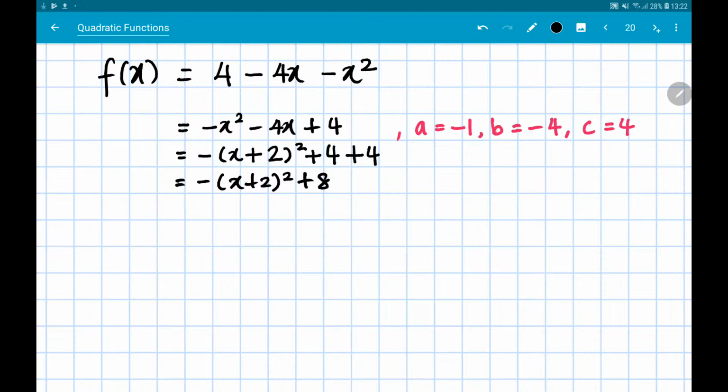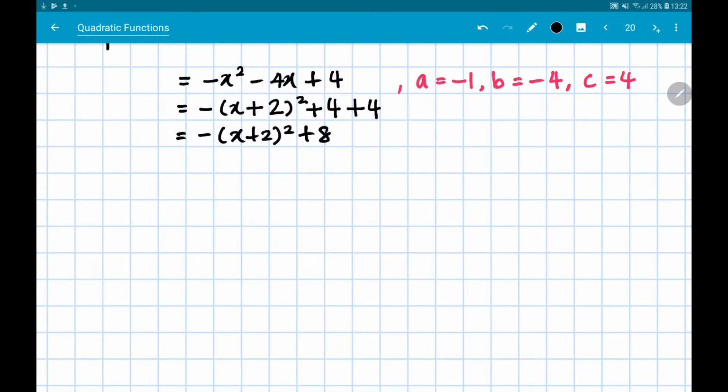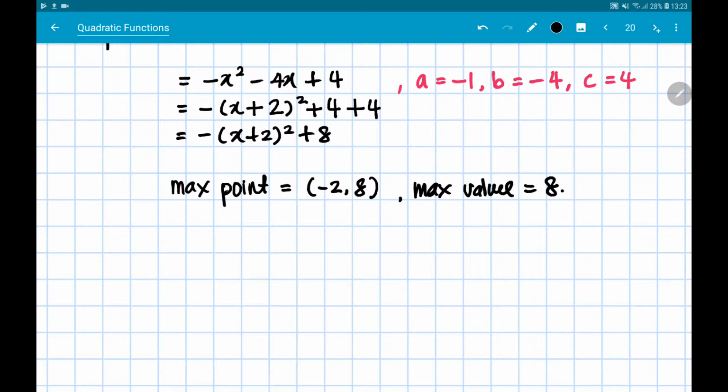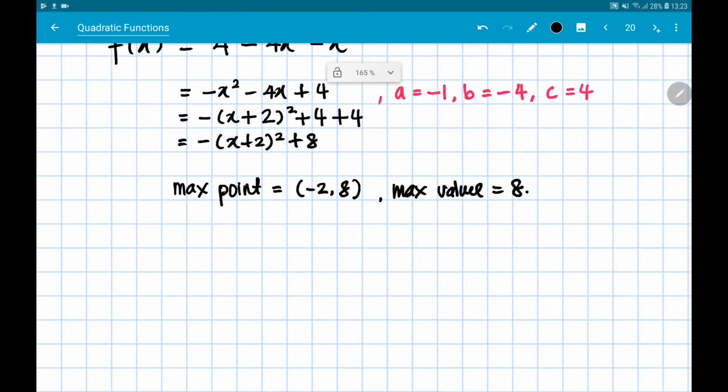Alright, now since it is a negative a value, this tells us that we have a maximum point. Now again, you must understand there's a difference between maximum point and maximum value. In the bracket we have x plus 2, that means the x number is negative 2. The y number is 8. Okay, that is the maximum point. If the question wants the maximum value, that means the maximum value will then just be 8.